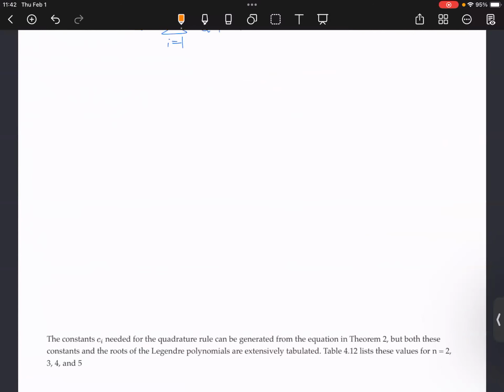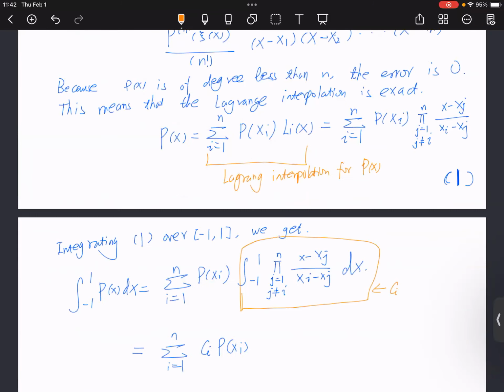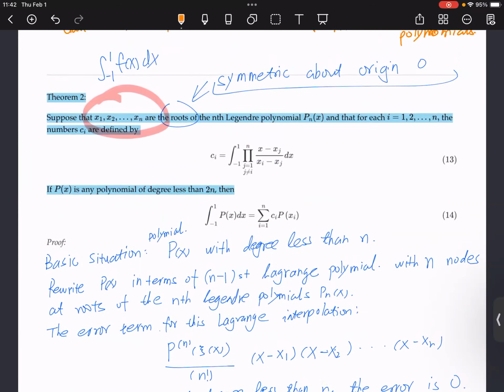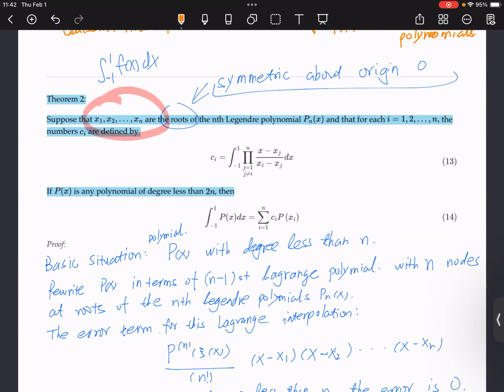We are not the engineering department, we are the mathematics department, so we need to take a look at the theorem and the proof. Last time we already talked about the theorems. We have the statement about the nodal points, and the nodal points are the roots of the Legendre polynomials. We also have a statement about the coefficients. The coefficients can be calculated in this way.